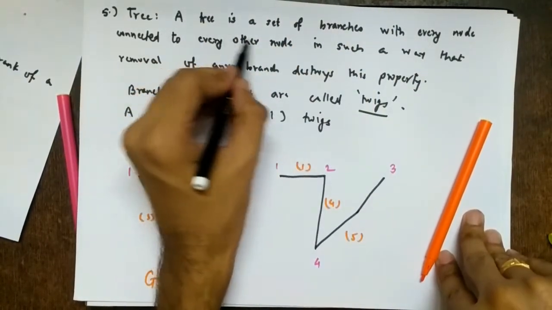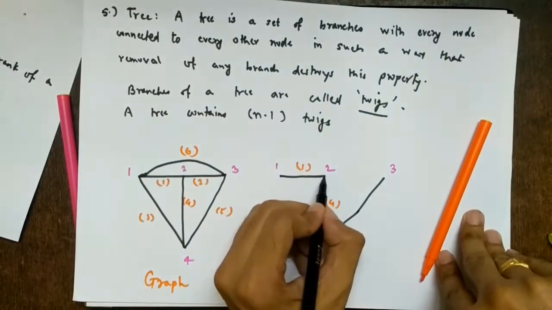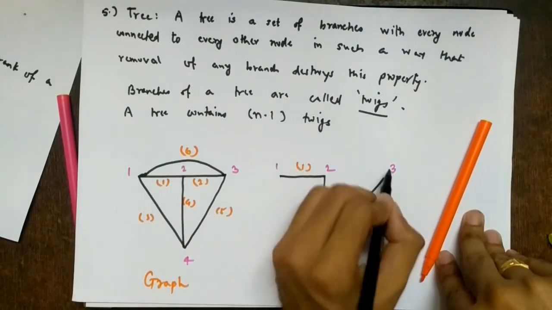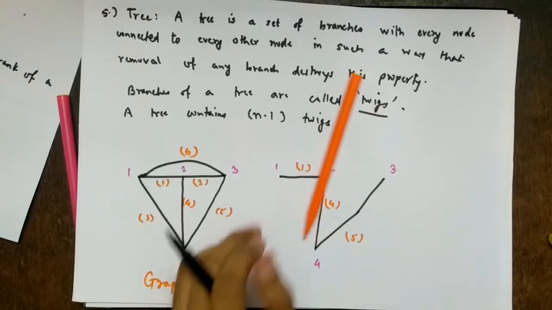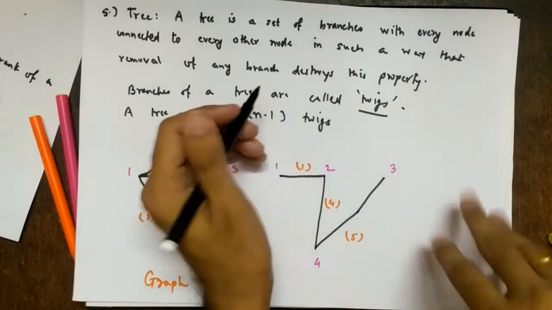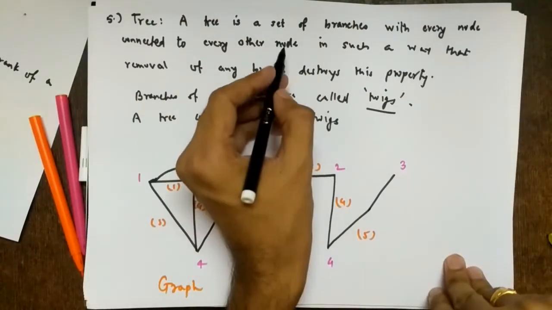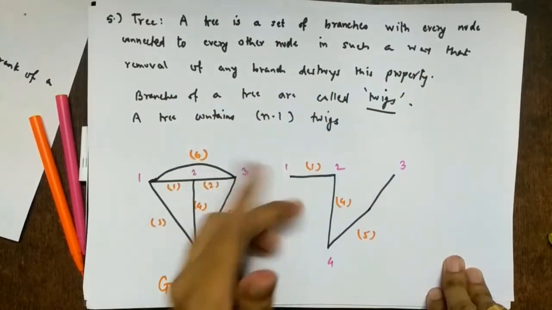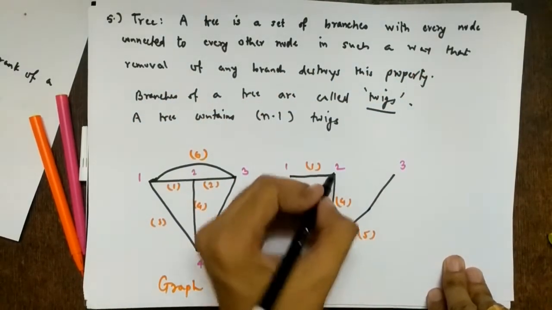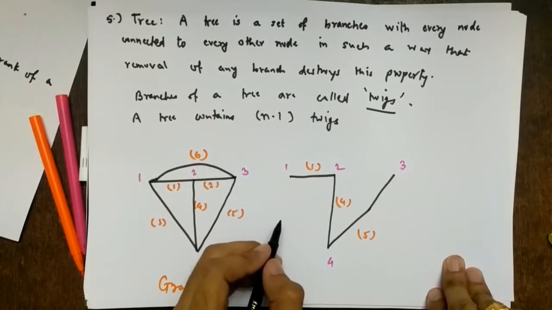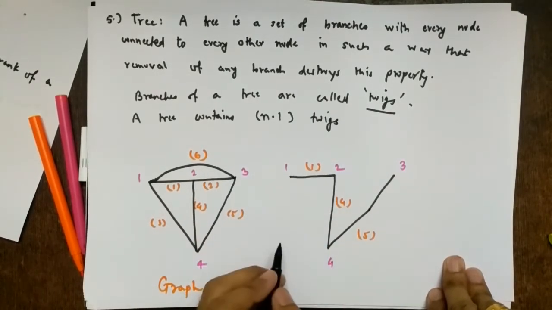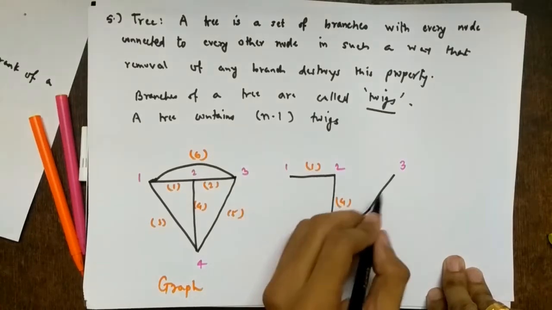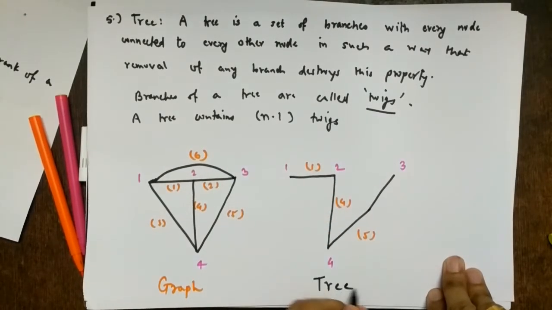Every node connected to every other node. So this node connected to this, to this, and this to this. So every node is connected to every other node, right? So that condition is satisfied in such a way that removal of any branch destroys this property. So if I remove branch 4, what will happen? Node 2 will not be connected to node 4, right? So then it will not be a tree, right? Since that condition is satisfied, this classifies as a tree.